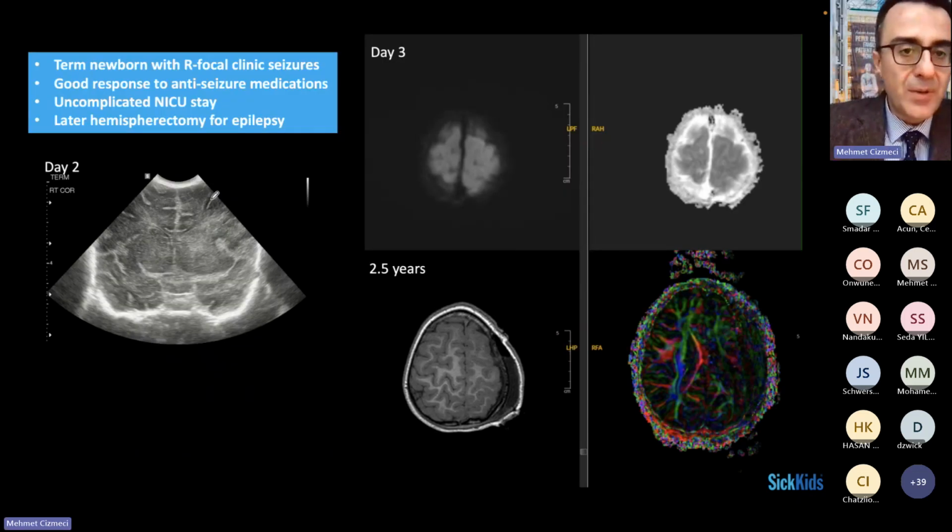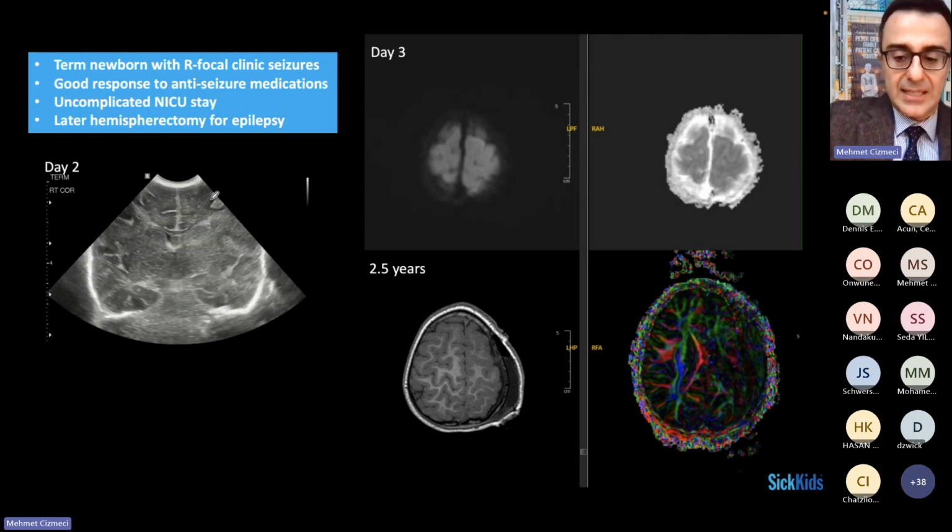And this was another term infant who presented with right-sided focal clonic seizures. And the baby, after admission, showed a very good response to anti-seizure medications. The NICU stay was not complicated, but later, during childhood, this baby developed epilepsy and required hemispherectomy for epilepsy.